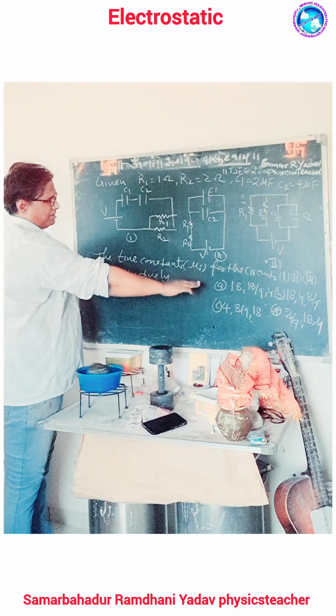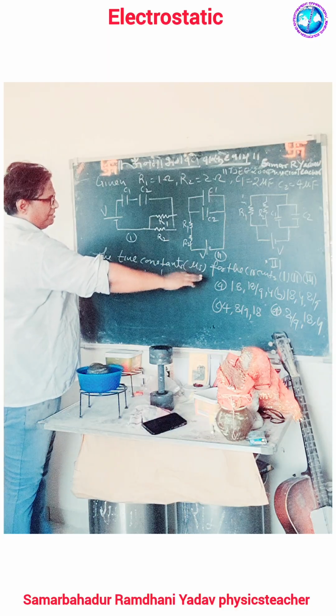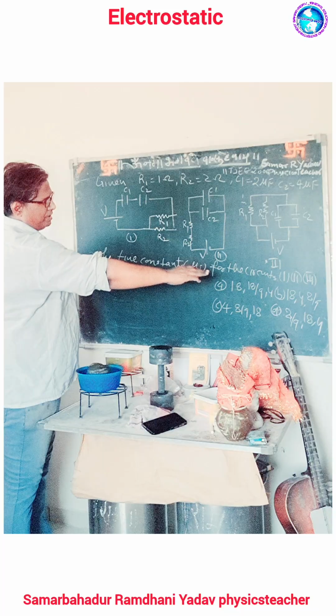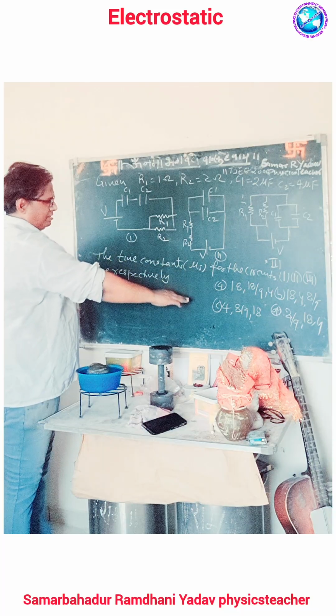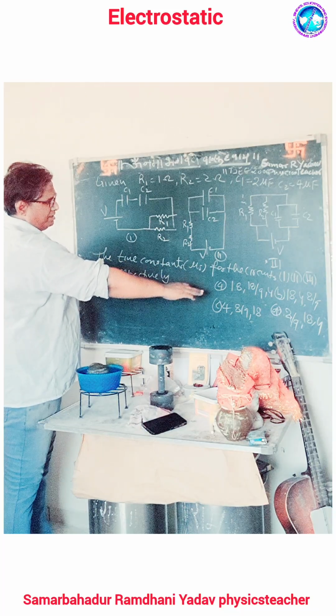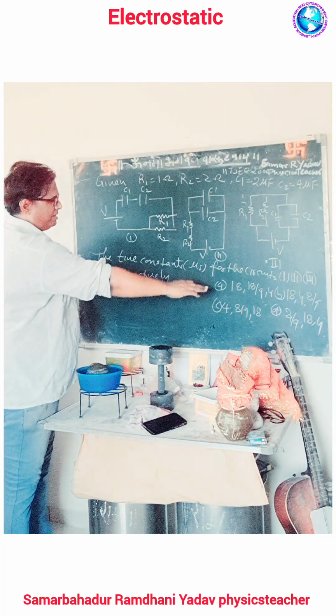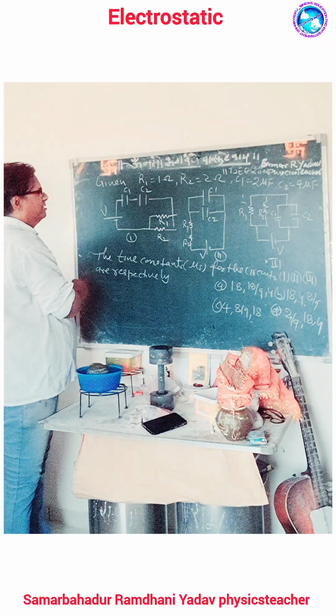There are 4 options given: A, 18, 18 by 9 and 4; B, 18, 4 and 8 upon 9; C, 4, 8 upon 9, 18; and D, 8 upon 9, 18 and 4.